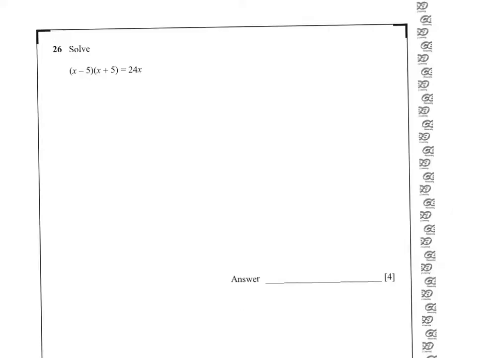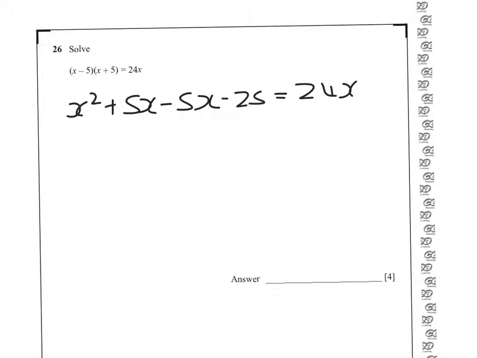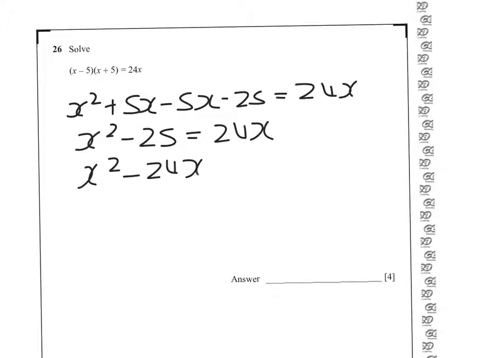To get 100%, the population in 94, we multiply by 100, and it tells us that the population was 48,520. To solve a quadratic, we have to make it equal to 0. So the first thing we need to do is expand the brackets. On the left-hand side, using FOIL, we have x squared plus 5x minus 5x minus 25, and that equals 24x. So x squared minus 25 equals 24x. X squared minus 24x minus 25 equals 0.